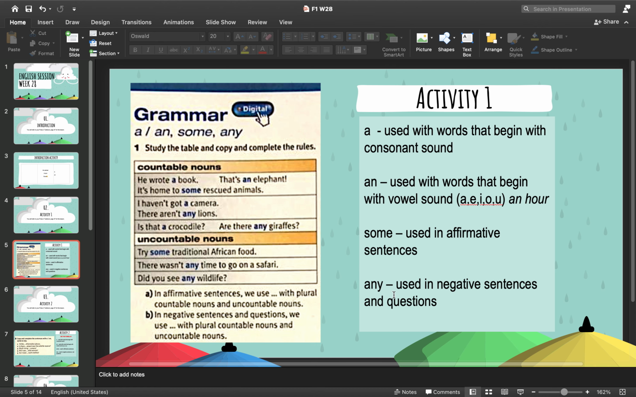Okay, so apa yang kamu perlu buat? Salin semua yang ada kat sini. Ini salin, kemudian kat bawah dia salin yang ini. Okay, and then fill in the blanks right here. These two blank spaces. Okay, alright.